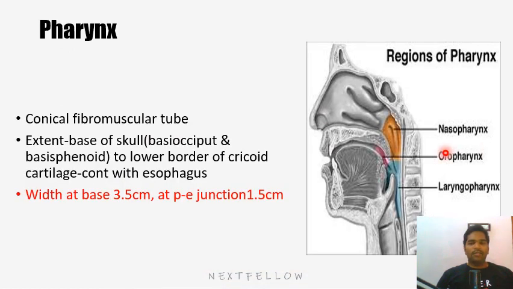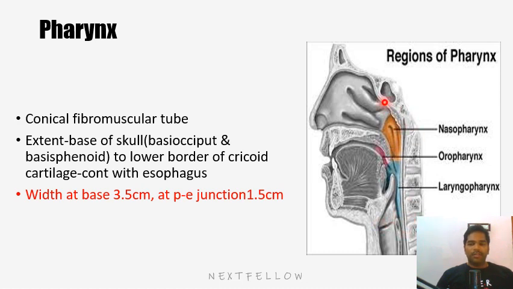Now coming on to the pharynx. The pharynx is a conical fibromuscular tube. So it is made up of muscles and fibrous tissue. It is a conical structure extending from the base of the skull. So this is the larynx, and this yellow part until here is the pharynx.